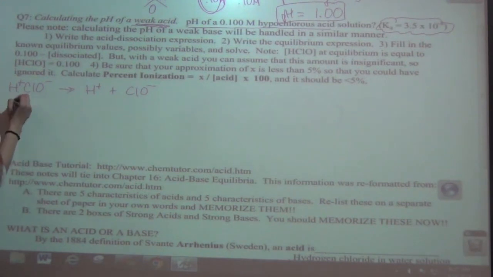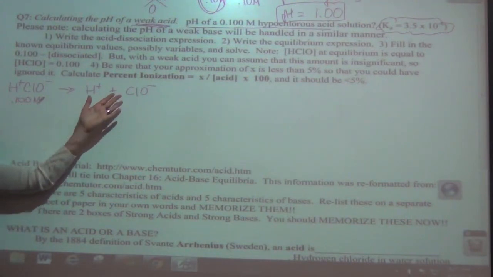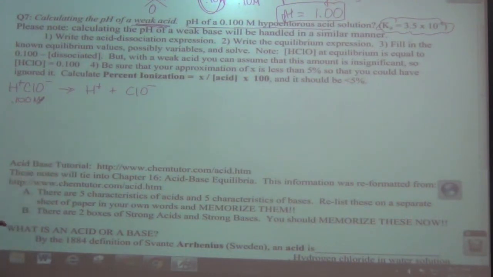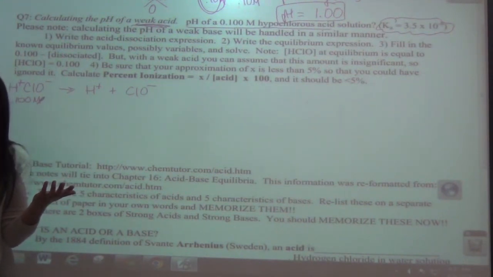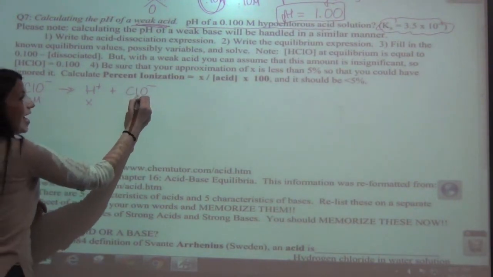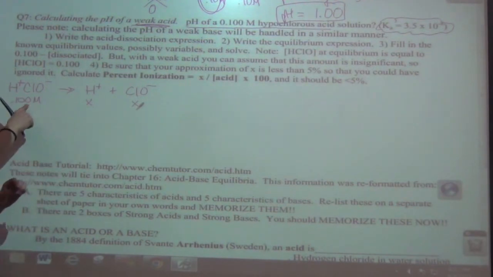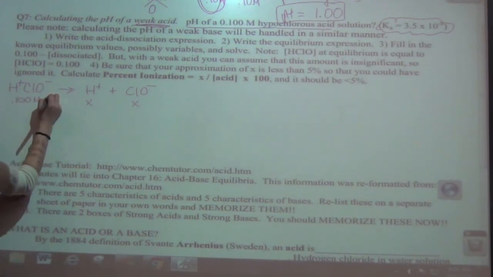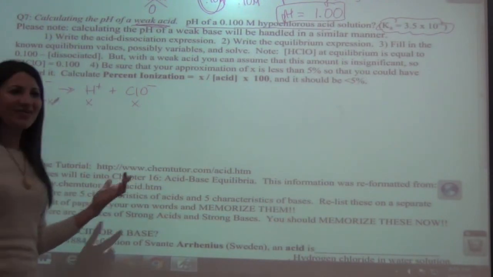Again, they're telling us that this is a 0.100 molar solution. Now here's the problem. If this is 0.100, the problem is that it's a weak acid, so it's not actually completely dissociating. I don't know how much is dissociating. If I don't know how much is dissociating, guess what we use? X. If I call this X, then I would have to call this X as well. This isn't really 0.100, this is 0.100 minus x. Awesome. Now, guess what we can assume?